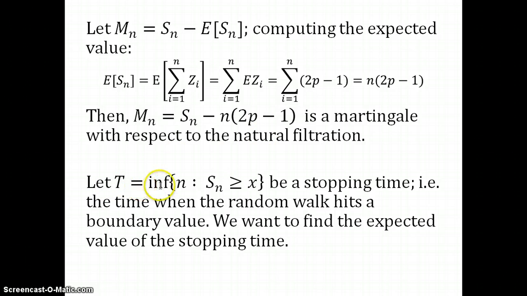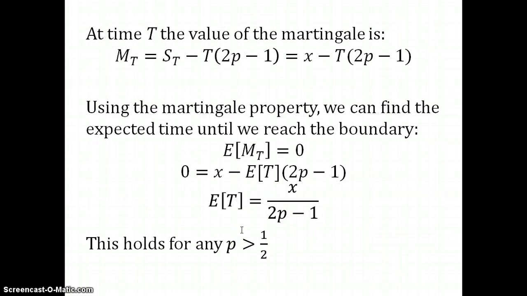Now, we'll let t be the smallest time when the random walk crosses some boundary. This is still a stopping time. We want to find the expected value of the stopping time. At time t, the value of the martingale is the random walk at time t minus t steps times the expected drift. This is just x, the value of the boundary, minus t times the expected drift. Using this, we know that the expected value of the martingale at the stopping time is again equal to 0, or the martingale at the initial state.